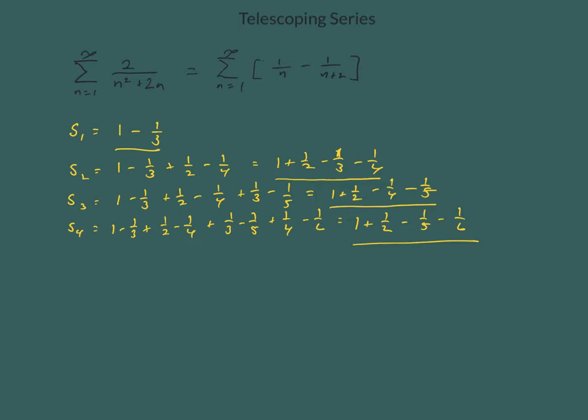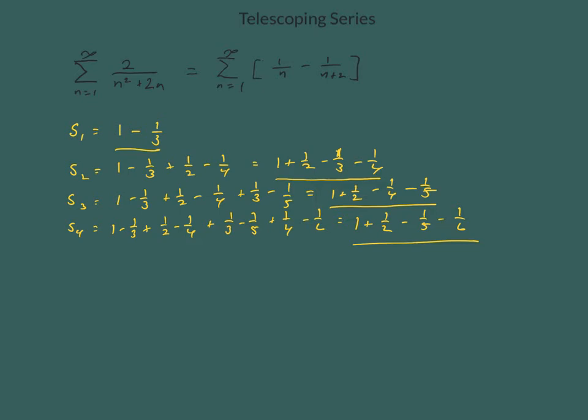Now, let's go through and find our partial sums. What I notice is that when I let n equal 1, I get 1 minus 1/3. Then when I add in the second term, I'll have that first term, 1 minus 1/3, plus our second term, which is 1/2 minus 1/4.